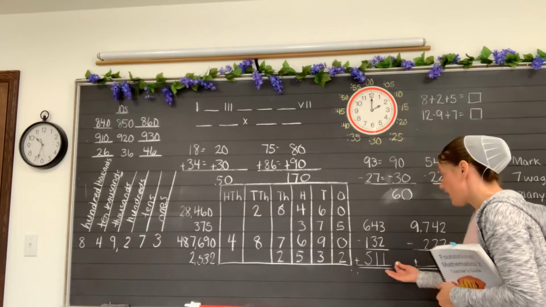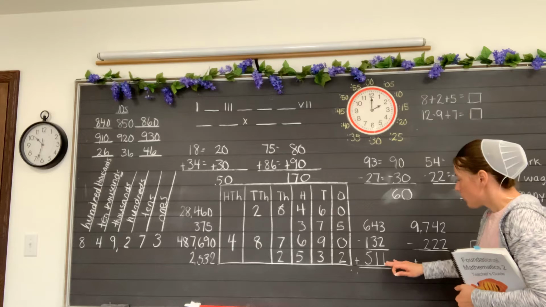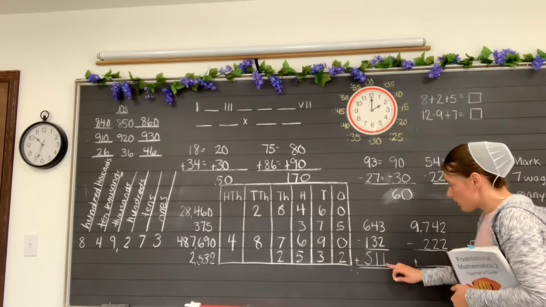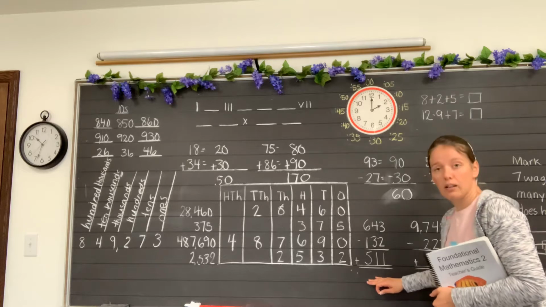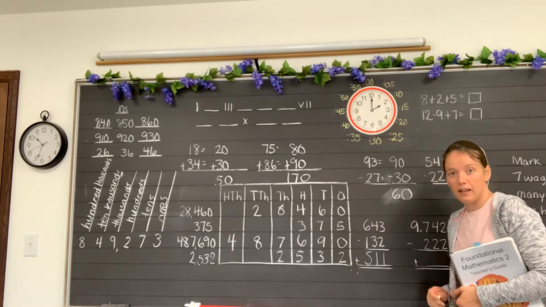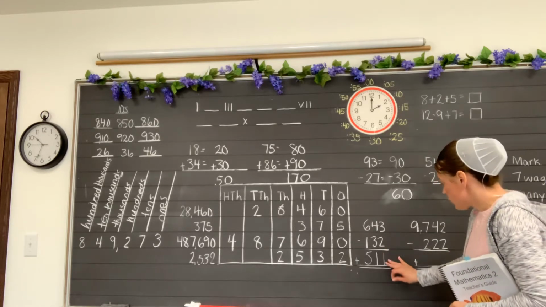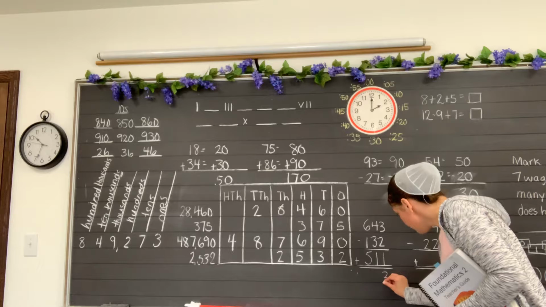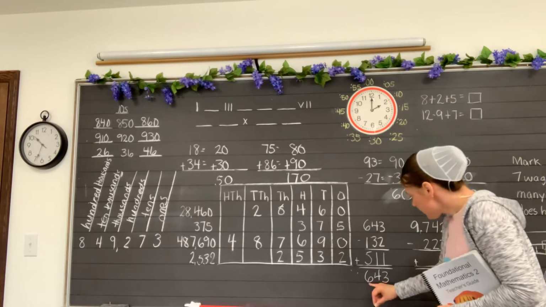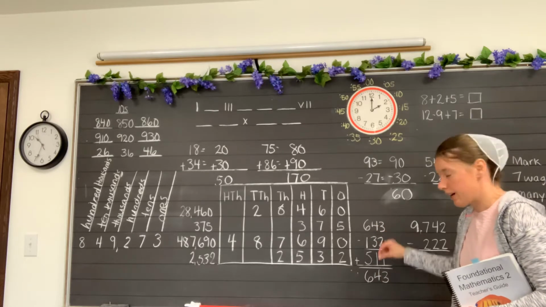Now let's check by addition just to see if our answer is correct. When we check by addition, we add these two numbers together, and then this number here needs to be the same as the top number up here. Then that says we have the right answer. So 2 plus 1 is 3, 3 plus 1 is 4, 1 plus 5 is 6. 643 and 643. It looks like we are correct.